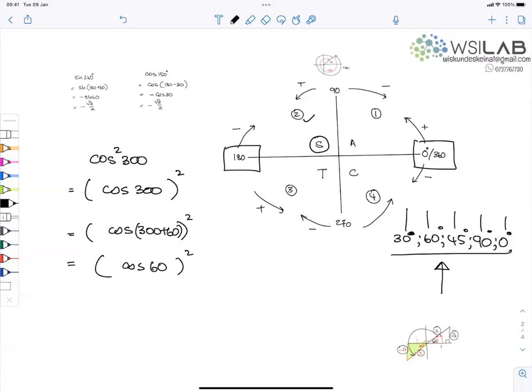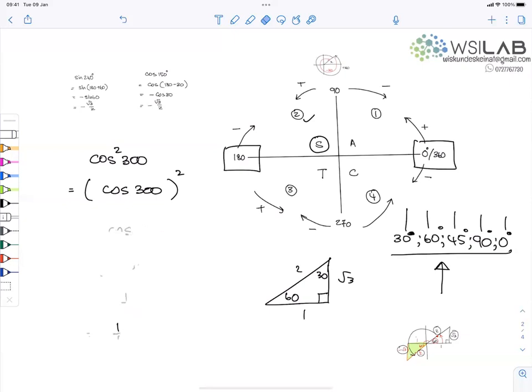Oh, that was a lie. I could not write that. That was just dumb. Can't do that. I must just write cos 60. And that is a half squared on that triangle. Cos of 60 is half. That is a quarter. Okay, I'll show you the other method.